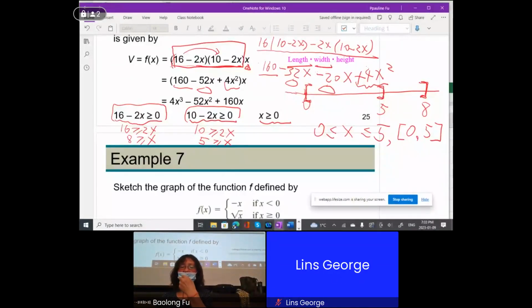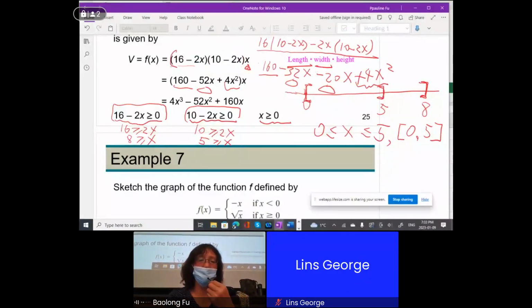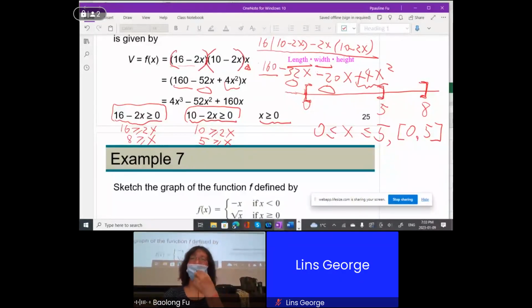Thank you for asking. Just expand these two brackets. What is this bracket times this bracket? It is the multiplication of two expressions. Any other questions?